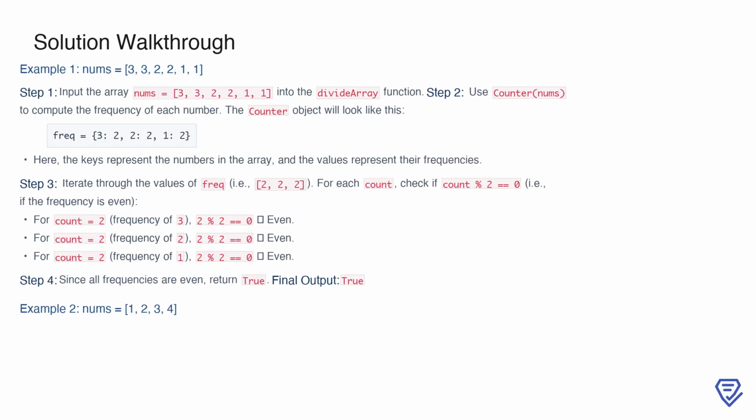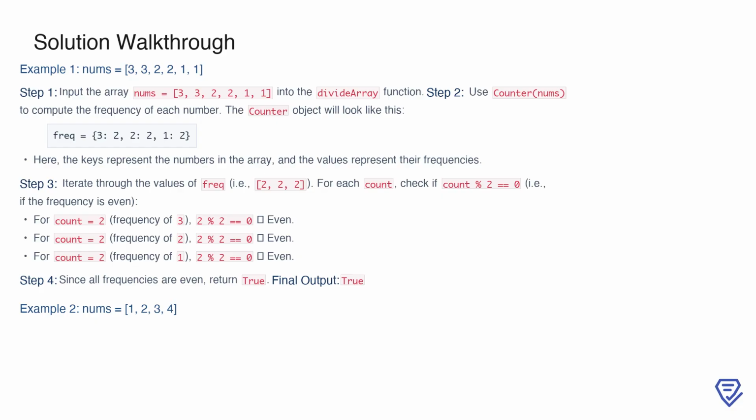To solve this problem, we begin with the array nums equals 3, 3, 2, 2, 1, 1, and input it into the divide array function. The first step is to compute the frequency of each number in the array using Python's Counter from the collections module. This gives us a dictionary where the keys are the unique numbers and the values are their respective frequencies. In this case, the Counter object outputs {3: 2, 2: 2, 1: 2}, meaning that the numbers 3, 2, and 1 each appear exactly twice in the array.